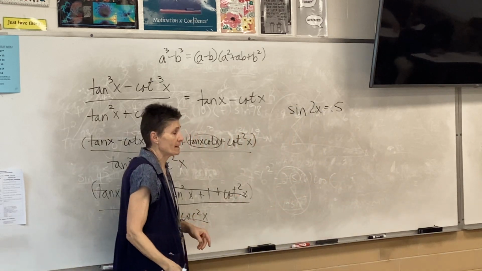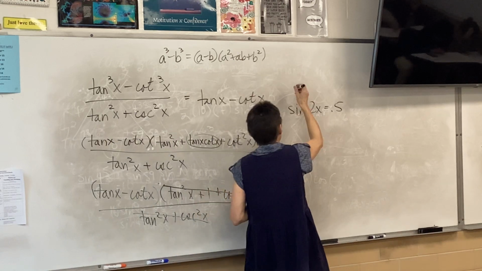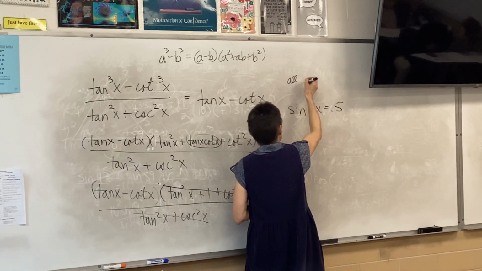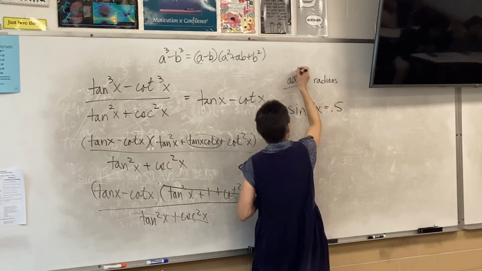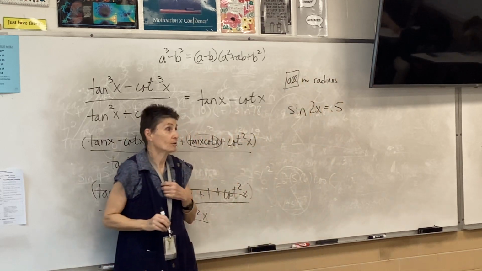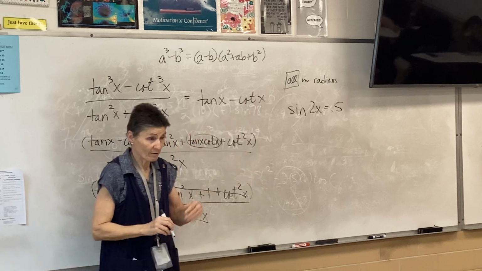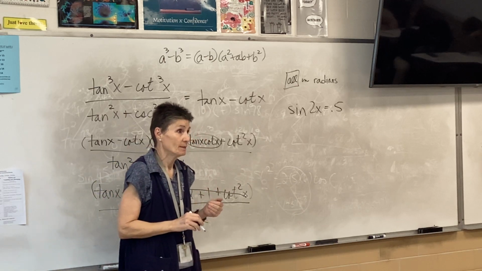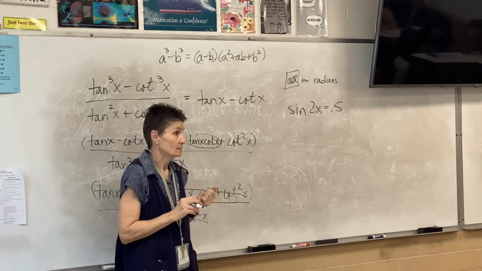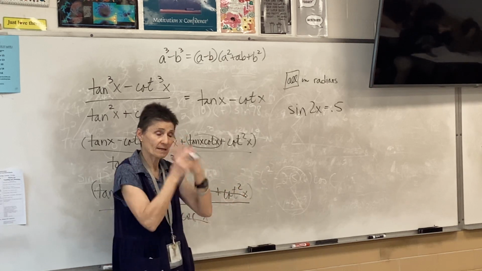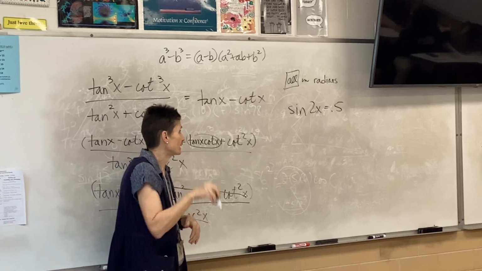Find all answers in radians. So what does all answers in radians mean? I know what in radians means, but what does this mean? All the coterminals. So if pi over 6 is an answer, we're going to say pi over 6 plus or minus 2 pi n, right? All the answers, all around, again and again and again.